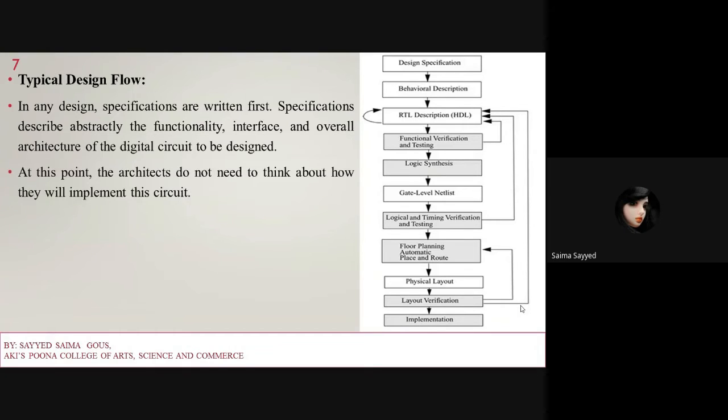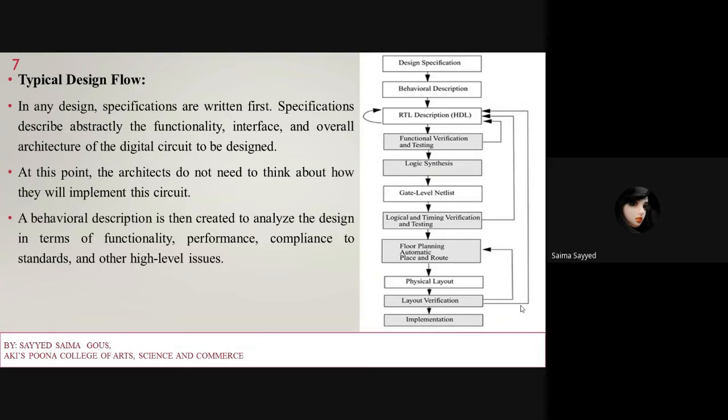At this point the architect does not need to think about how the circuit will be implemented. It is not needed to think about how it will be implemented. We just have to describe the specification, what specification is needed. Then, after describing that specification, the next block is the behavioral description.